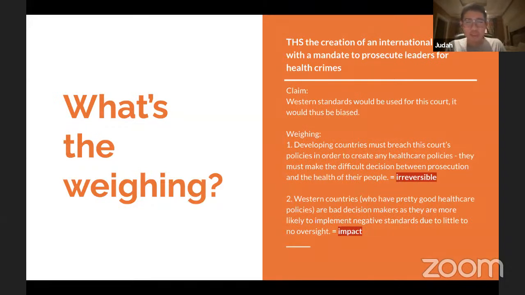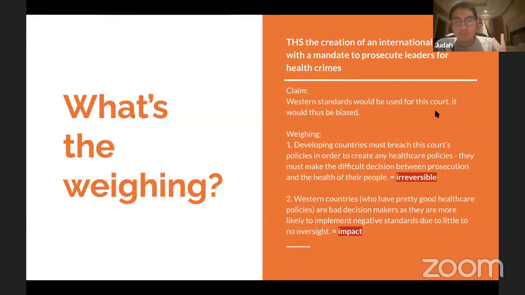So the motion was, this House supports the creation of an international court with a mandate to prosecute leaders for health crimes. This is an argument for the opening opposition. The opening opposition argument was that Western standards would be used for this court, and not other kinds of objective standards. The objective standard would be rooted upon Western standards because Western countries are the ones that have good healthcare systems, and therefore it would be biased. And you're probably able to reasonably prove that it is going to be biased because they reference all their health policies upon the West rather than any other country. So that's pretty intuitive, I guess, but it was also proven in that speech, obviously.